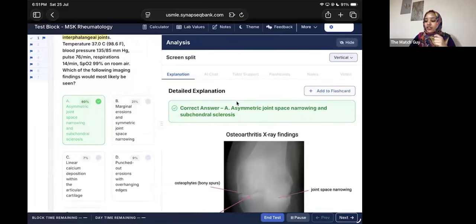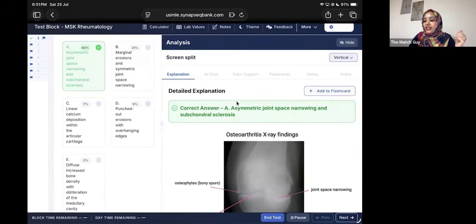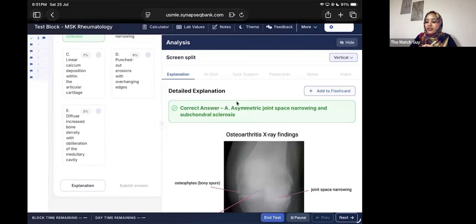What is B? Marginal erosions and symmetrical joint space narrowing. What's B? Very good. What is C? Linear calcium deposition within the articular cartilage. Calcium deposition. Pseudogout. Very good. What is D? Punched out erosions with overhanging edges. Gout. Yes, very good. What is E? Diffuse increased bone density with obliteration of the medullary cavity. What is this one?